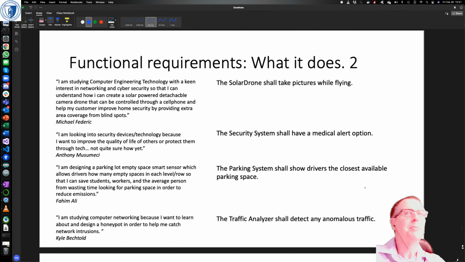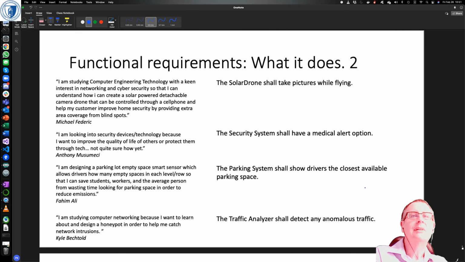And then Fahim's, the parking system shall show drivers the closest available parking space. I think that's true. It doesn't say anything about how it does it, and that's not the point yet. The how is probably more a cross-functional requirement. It's the what it does that functional requirements are about.